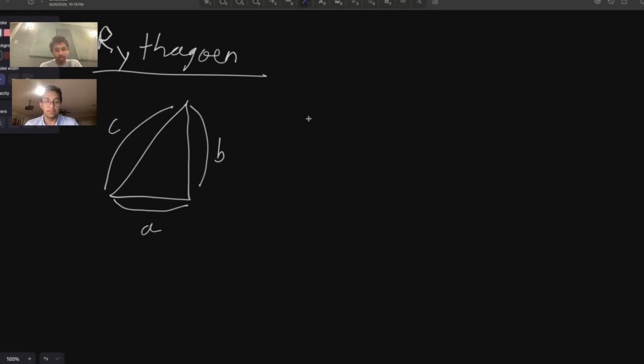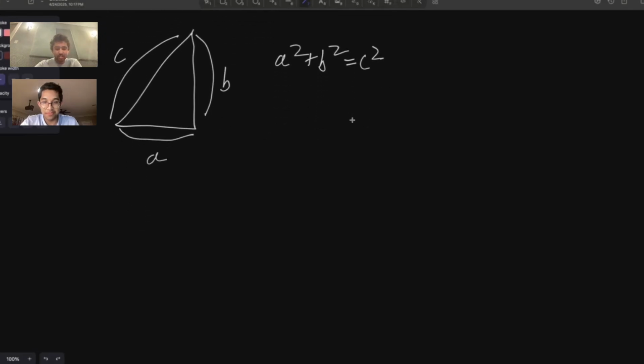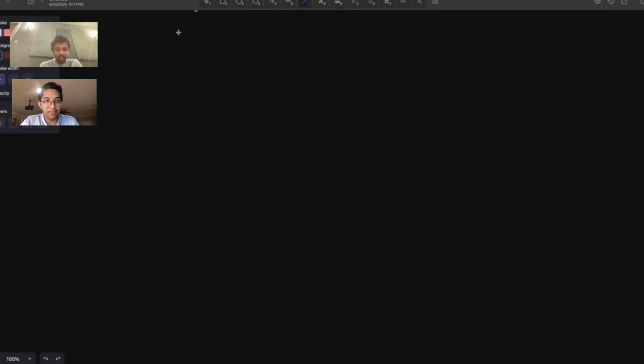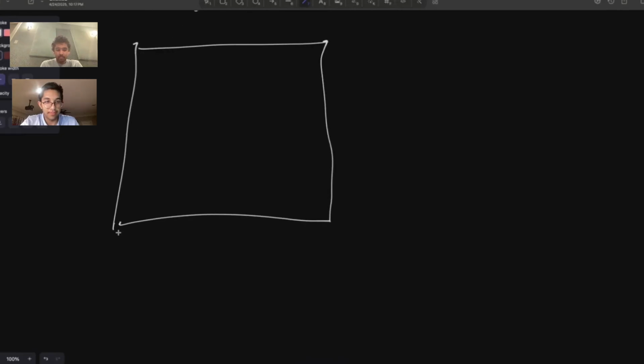Now, as we all know, a squared plus b squared is equal to c squared, right? But why is a squared plus b squared equal to c squared? Okay, let's have a square, okay? A square has equal sides, all four sides are equal, right?